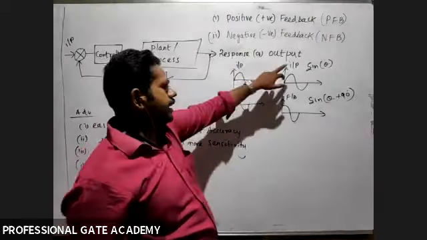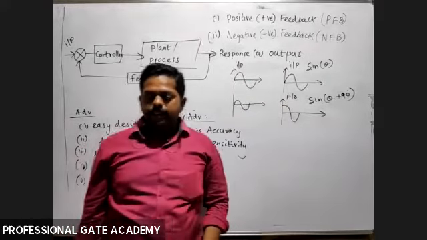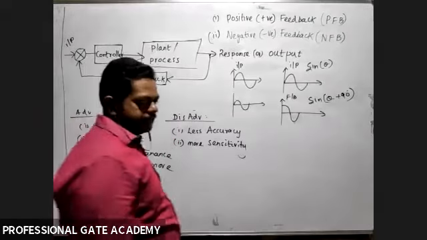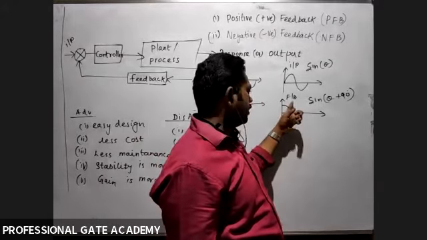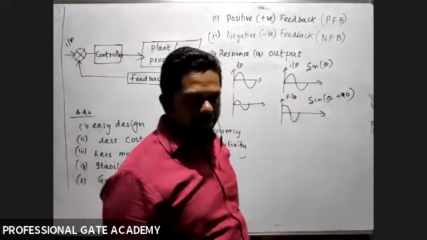But in negative feedback, input and feedback values are out of phase. Sorry, input and feedback values are out of phase. We can say output also, because part of the output is called the feedback.